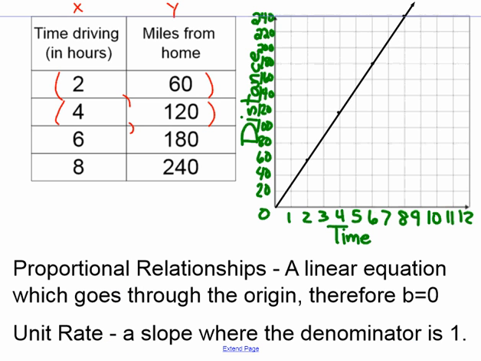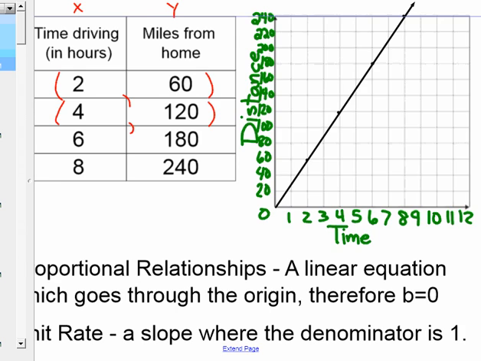Then we're going to talk specifically about the unit rate. That is a slope where the denominator is 1.